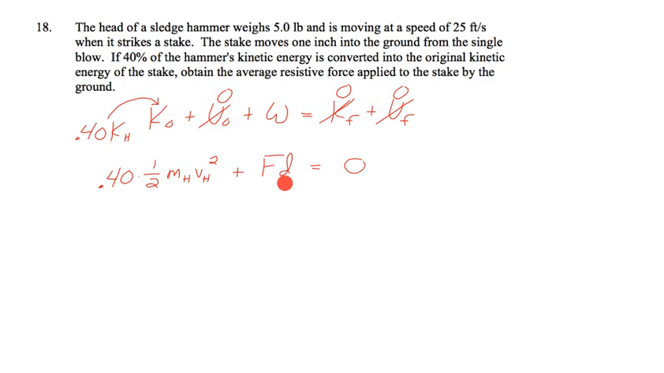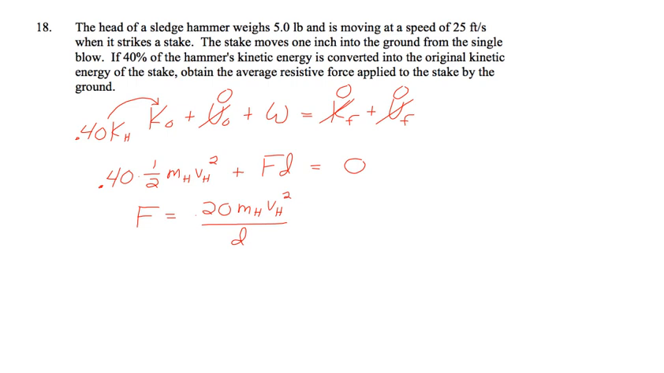I'm going to move that to the other side, and again, I'll be solving for force, so then I'll be dividing by D. So the algebra is going to be, F is going to equal 0.20, because I'm taking half of 0.40, m_H v_H squared, divided by D. And all I need to do is get those three numbers.